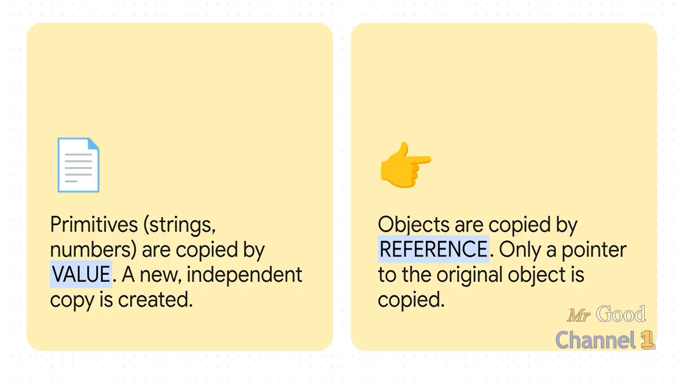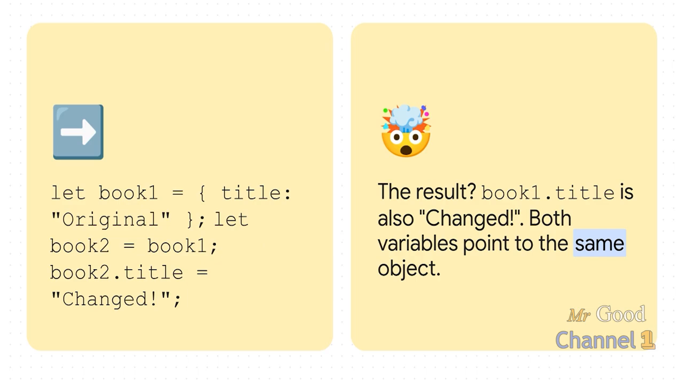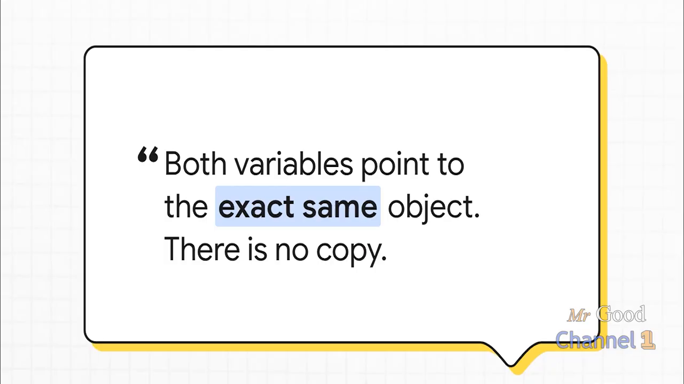Makes sense, right? Objects, however, are completely different. When you assign an object to a new variable, you are not making a photocopy. Not at all. Instead, you're just copying the address, the reference, to where the original object is sitting in memory. You're basically creating a second signpost that points to the exact same house. And this is the critical result. Because both variables, book1 and book2, are pointing to the very same object, if you make a change using one of them, it's visible through the other. Because there's only one object in memory. It just has two different names pointing at it.